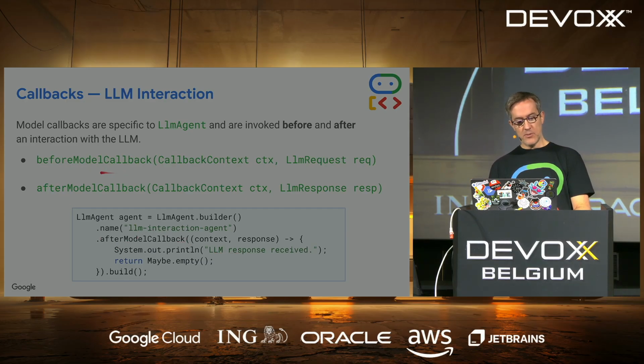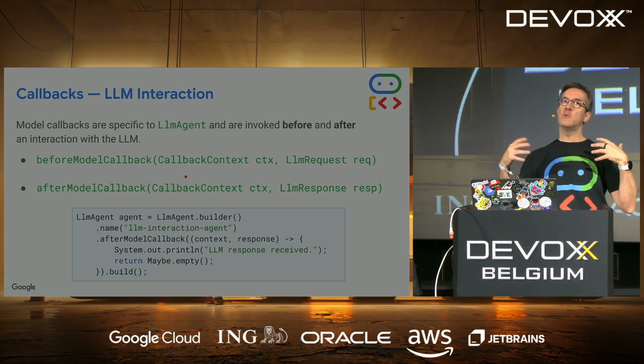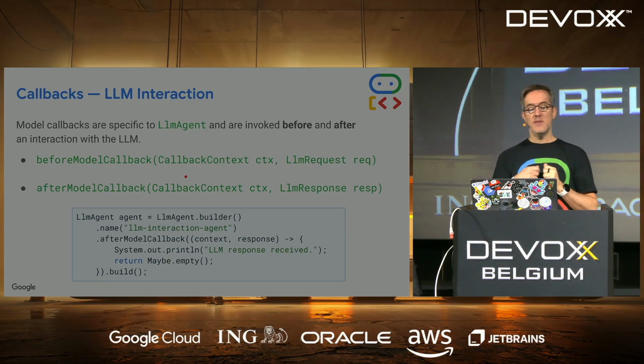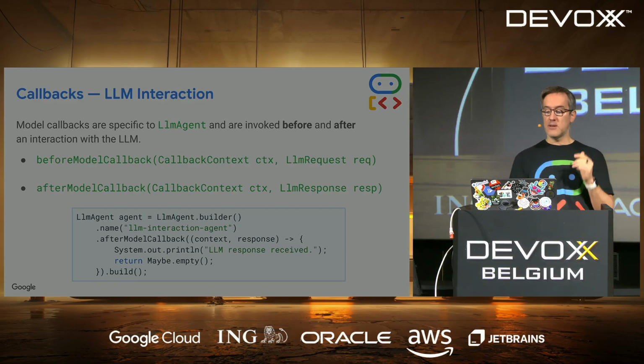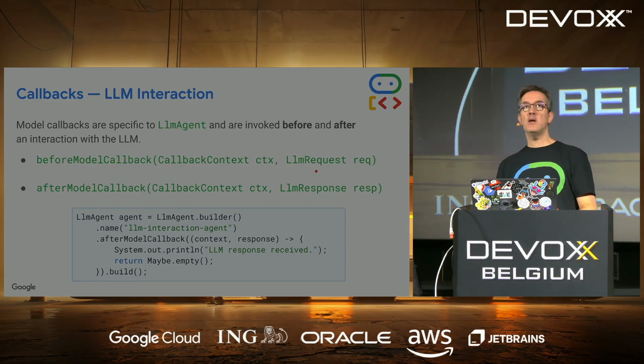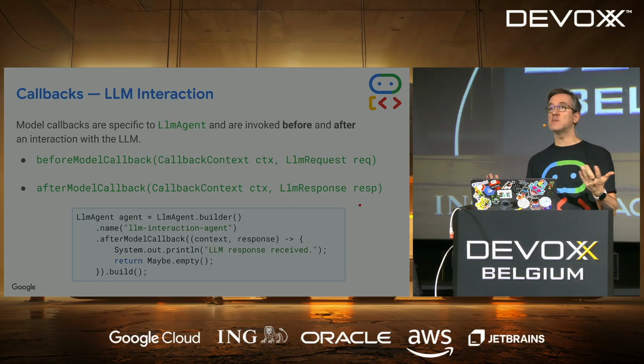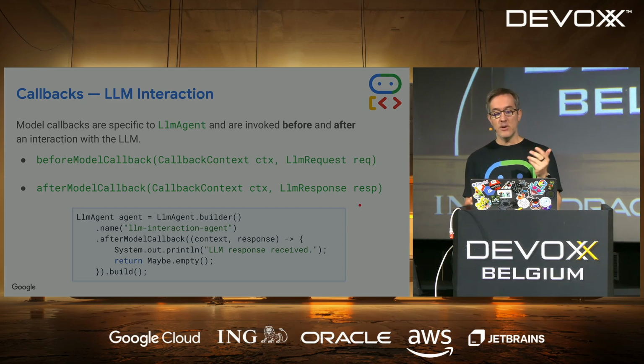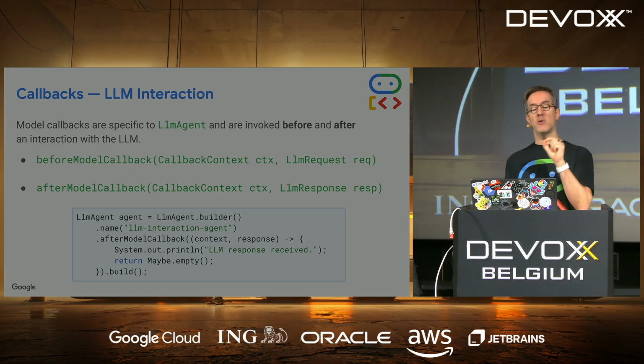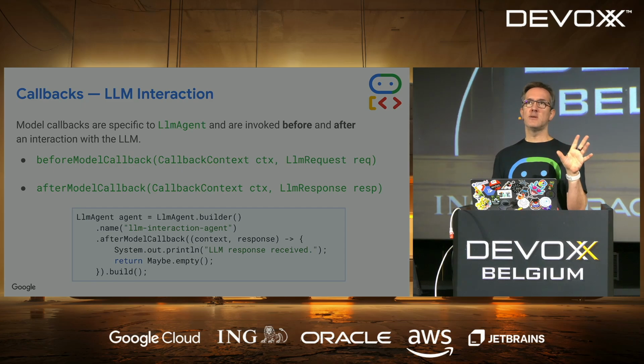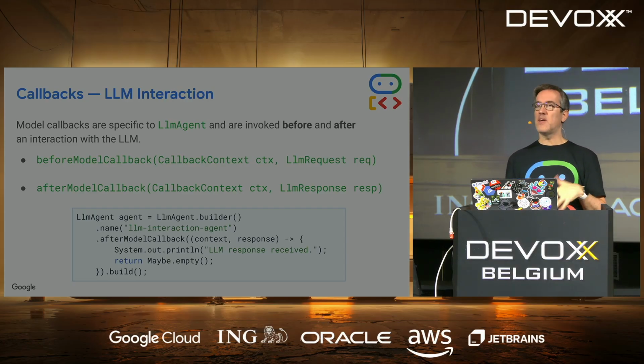You also have the before model callback. When you interact with that agent, there may be several calls to the LLM, so you can modify the input request or modify the response. For example, if you want to implement your own custom guardrails, you can do that by implementing the before model callback to say, hey, wait, there's something wrong with that request. I'm going to reply with an automated answer like, I'm sorry, I can't help you with that.